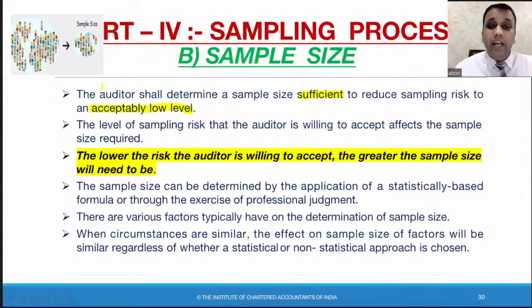The level of sampling risk that the auditor is willing to accept affects the sample size required. Now, this is subjective. This will vary from auditor to auditor. On the basis of his professional judgment and experience, he would set a level of sampling risk. It is usually in terms of percentage: whatever results I've received from the sample, if I project them on the population, what could be the difference, the sampling error? The result we obtained from the sample and the result we obtained from the population were different.